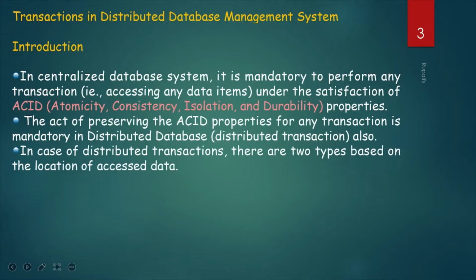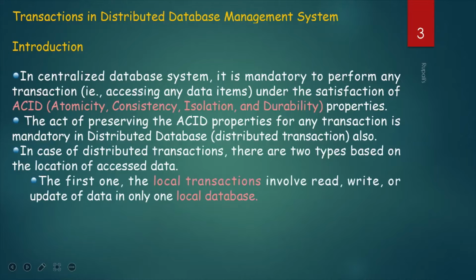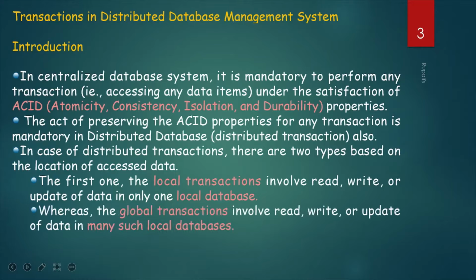In the case of distributed transactions, there are two types based on the location of accessed data. What is that? The first one is local transaction. Local transaction means everything is done in the local database. That is, a local transaction involves read, write or update of data in only the local database. And another one is global transaction. A global transaction involves read, write or update of data in many such local databases.